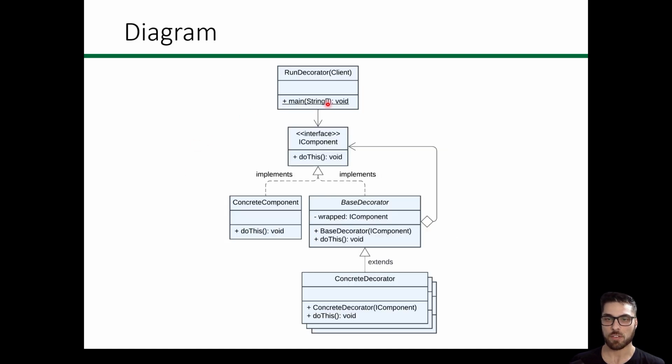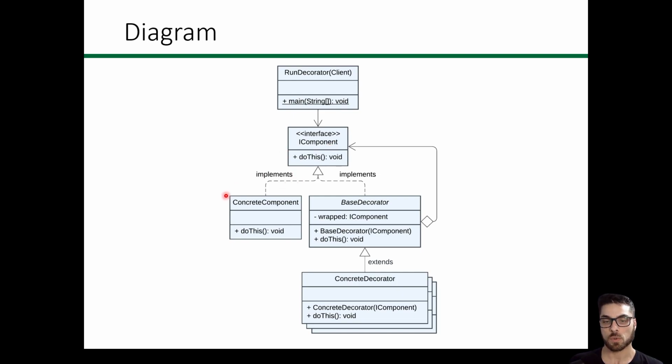Here at the top, we have our client code, which in our case is the main method, making use of the iComponent references, more specifically, the instances of the concrete classes that implement that component interface. That defines the base behavior and the rules for our components.